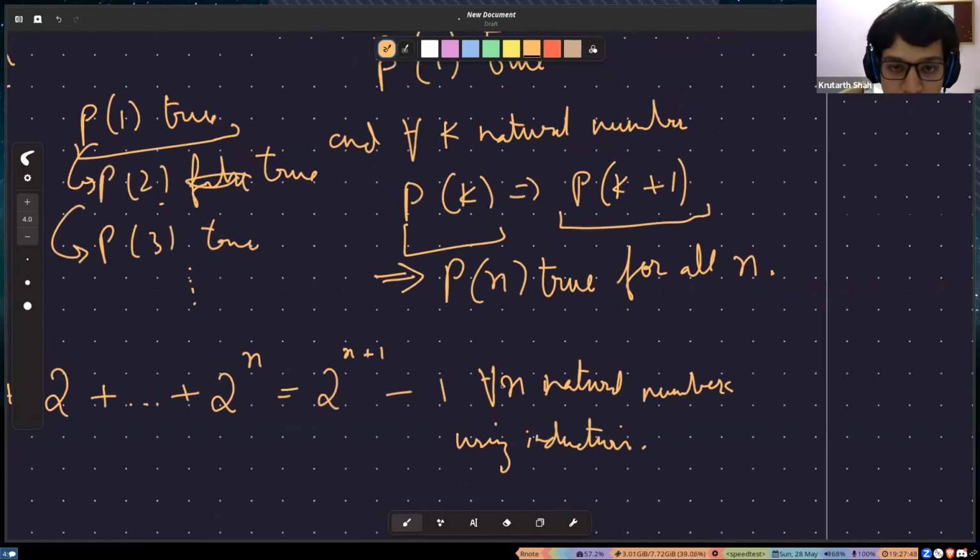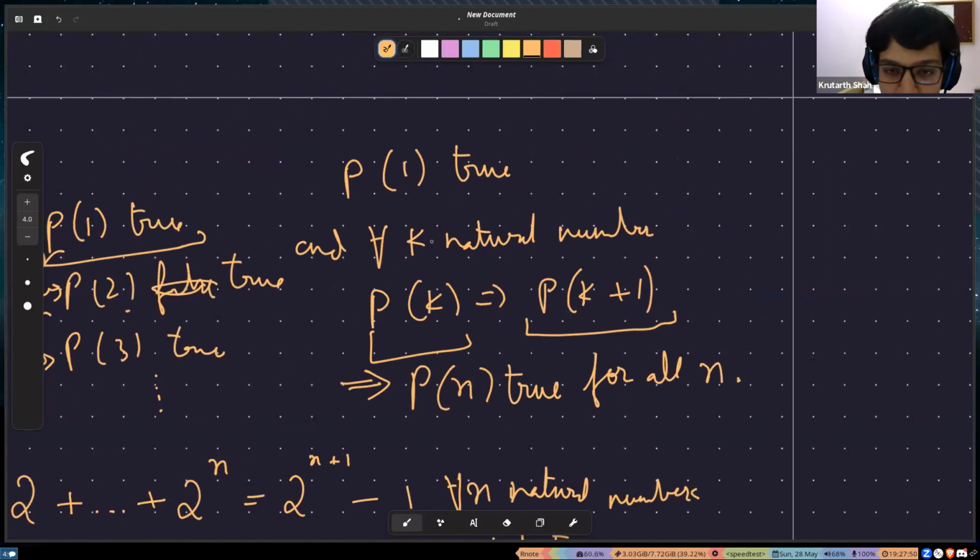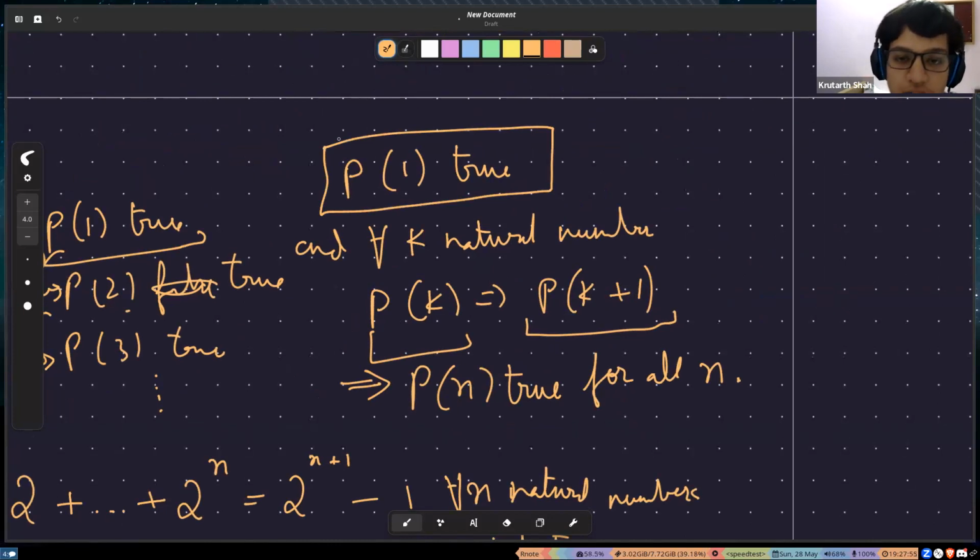One important thing to note is that even though this is the main part, you also need to establish the base case, or else you could come up with quite wrong things, which I'll show probably. So don't forget the base case. And sometimes there might even be more than one base case you need to check. So be careful with your base cases.